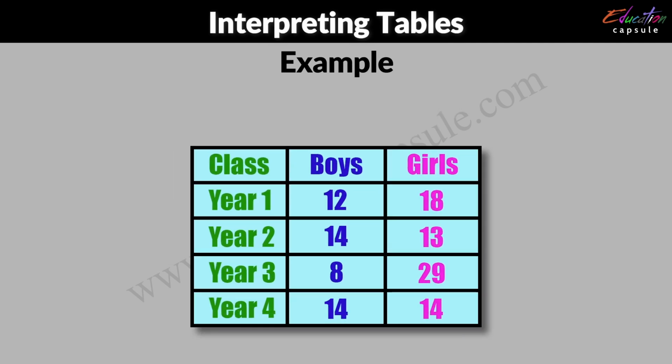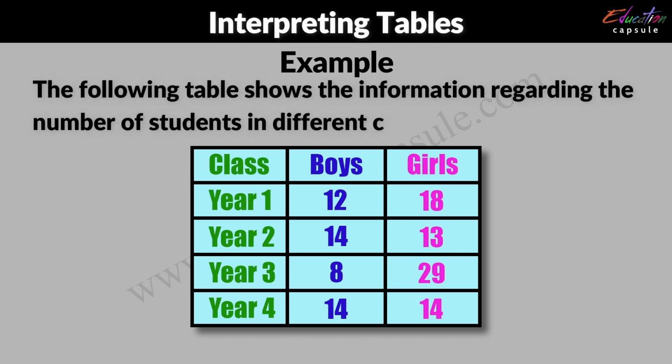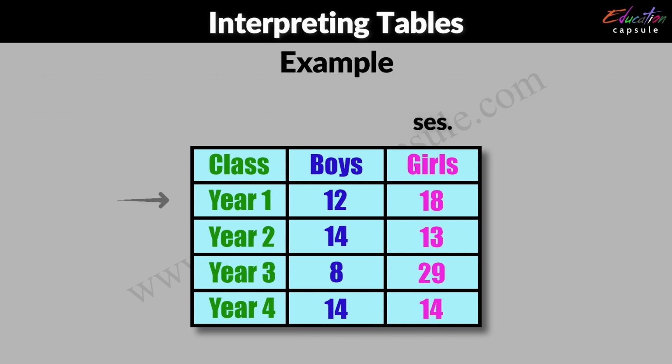Okay, so we have an example here. The following table shows the information regarding the number of students in different classes. In year 1, there are 12 boys and 18 girls. In year 2, there are 14 boys and 13 girls. In year 3, there are 8 boys and 29 girls. In year 4, there are the same number of girls and boys, that is 14.